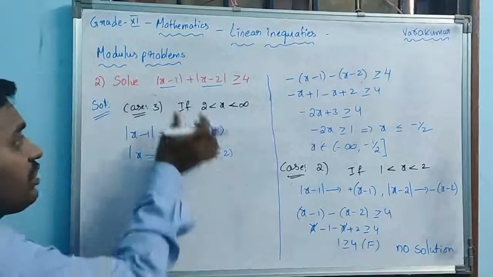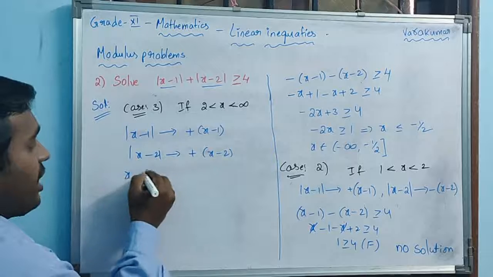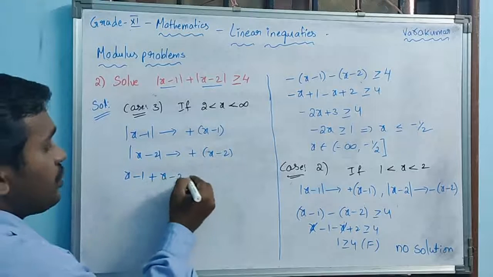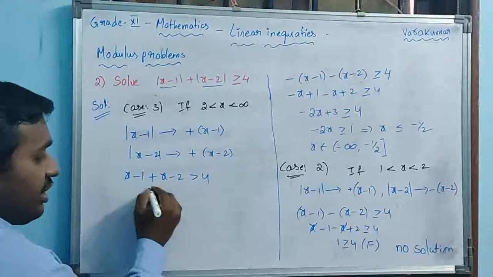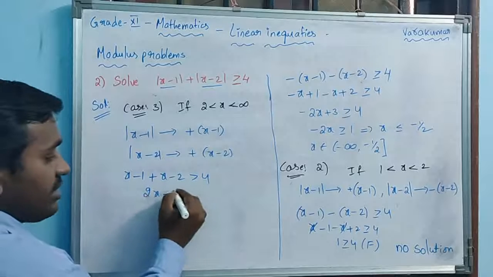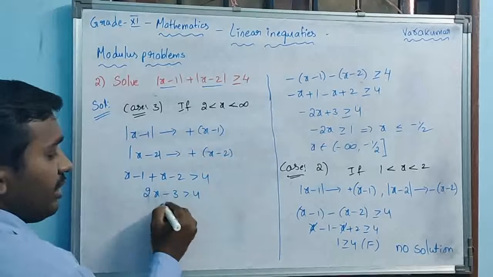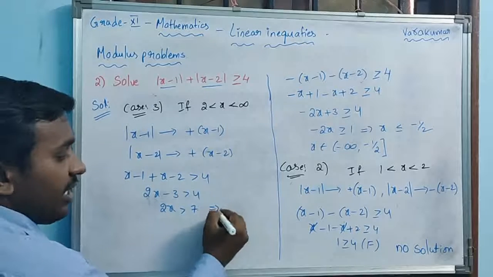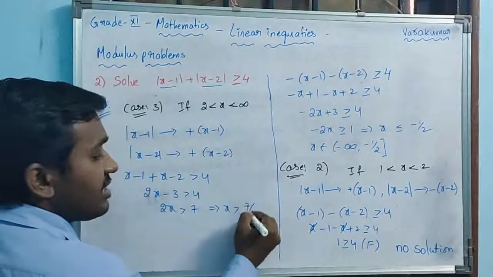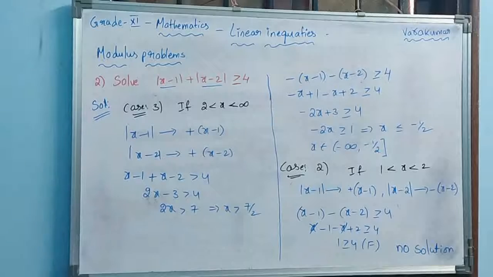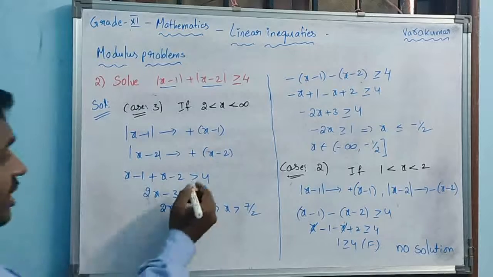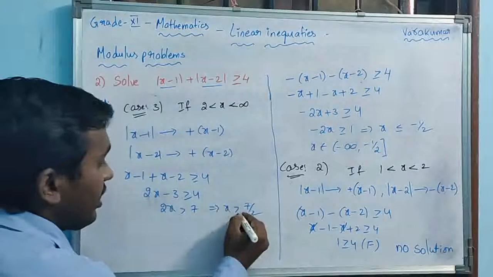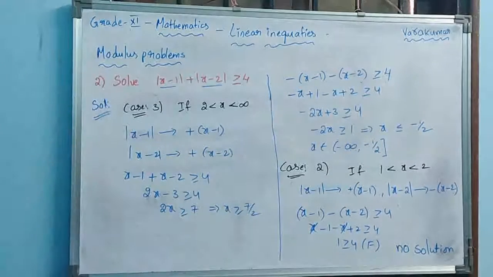So now these both are applied here. It becomes (x - 1) + (x - 2) ≥ 4. Now try to simplify: 2x - 3 ≥ 4. Then 2x ≥ 4 + 3, which is 7. And it says that x ≥ 7/2.